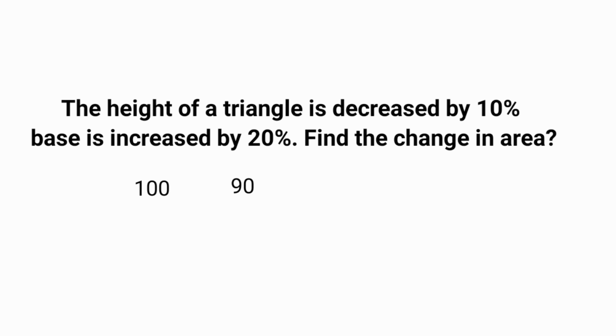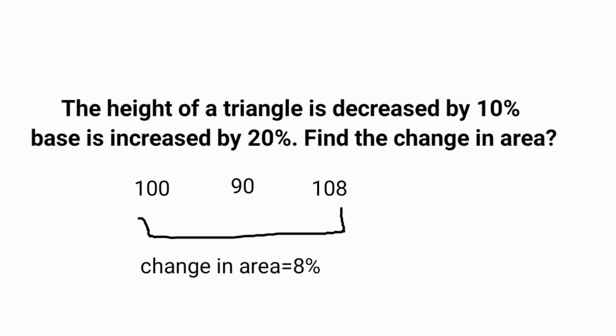Then it is said that the base is increased by 20%. That is, we have to take 20% of 90. It will be 90 into 20 by 100, that is 18. Since the base is increased by 18, we have to add it with 90. So 90 plus 18 is 108. Our question is to find out the change in area. So we take the difference between the original value and the answer which we got now. That is, the difference between 100 and 108 is 8%. So the change in area will be 8%. Hope this is clear to everyone.